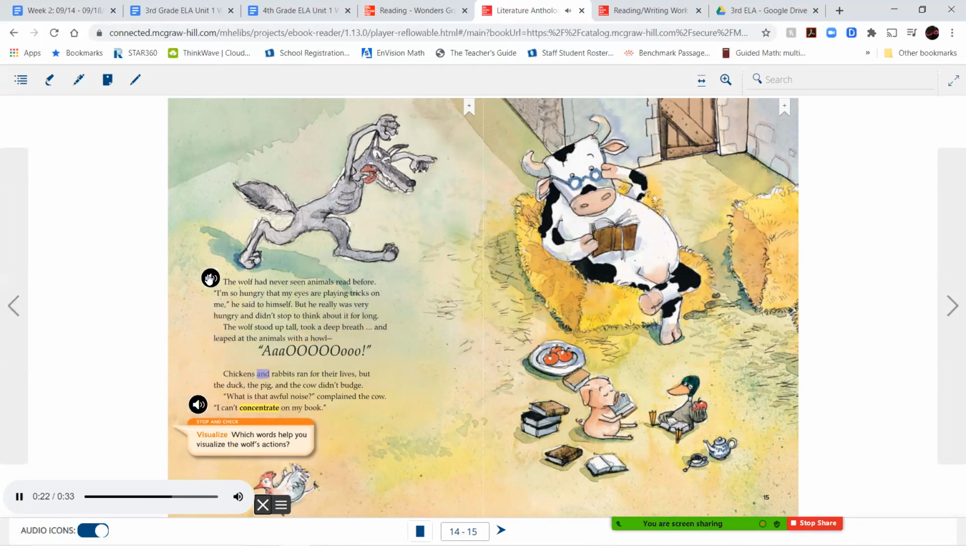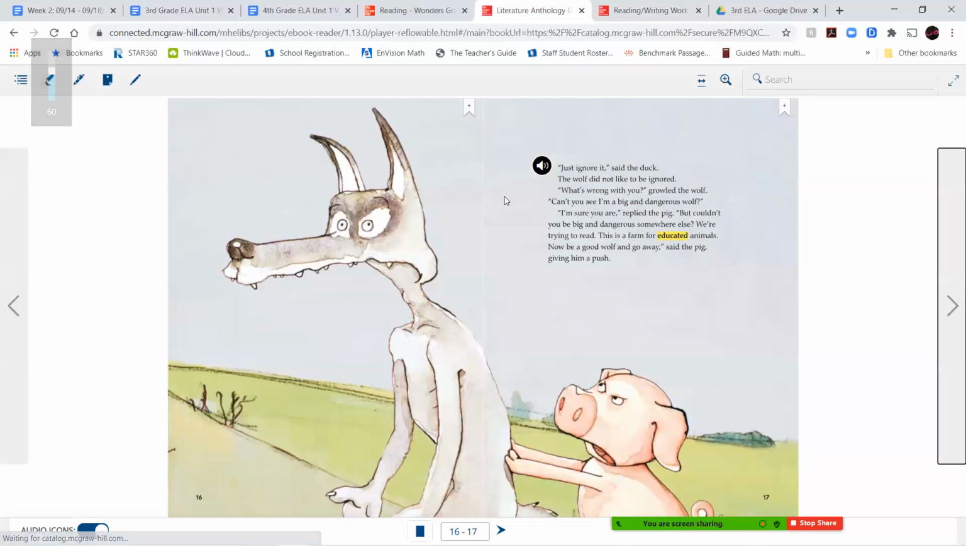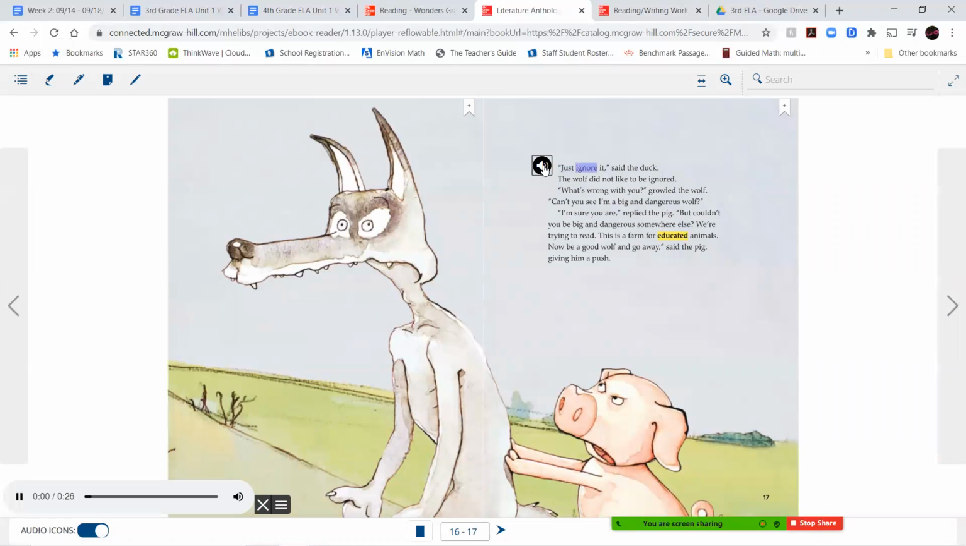Ow! Chickens and rabbits ran for their lives, but the duck, the pig, and the cow didn't budge. "What is that awful noise?" complained the cow. "I can't concentrate on my book." "Just ignore it," said the duck. The wolf did not like to be ignored.